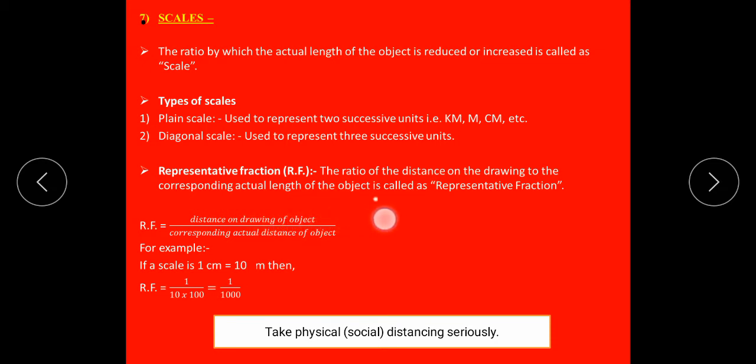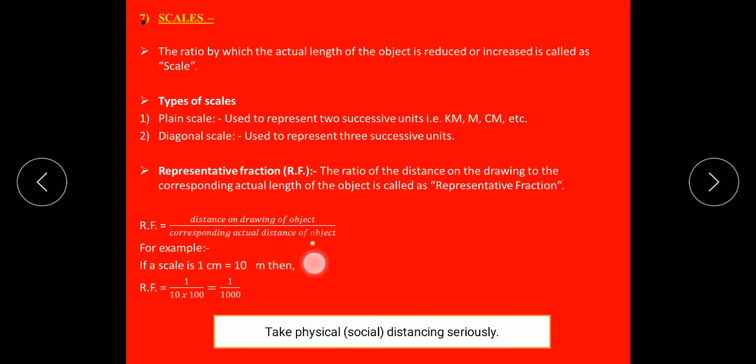It means the ratio of the distance we show on the drawing sheet of the object divided by the actual distance we measured on the ground between the object is the representative fraction. So here is the formula: RF is equal to distance on the drawing sheet of the object divided by the corresponding actual distance of the object on the ground.